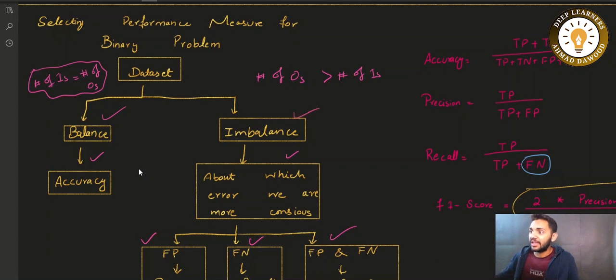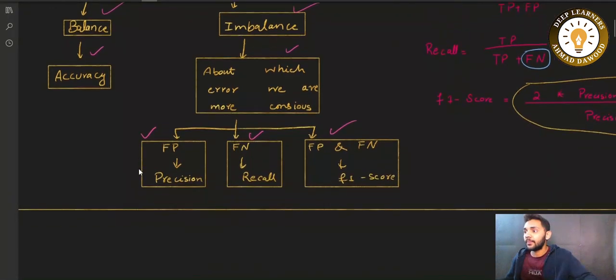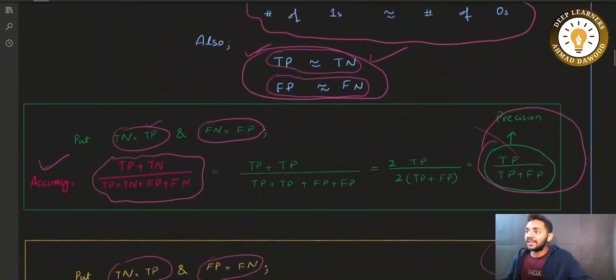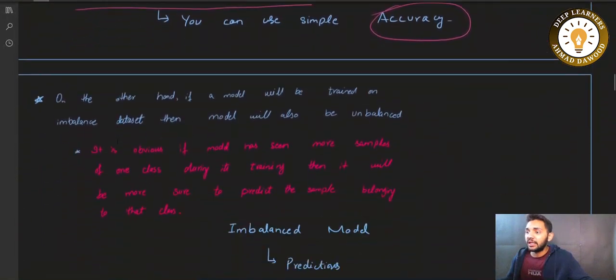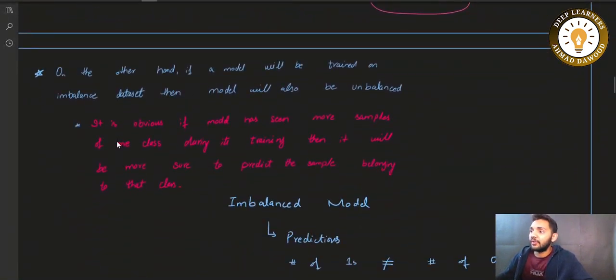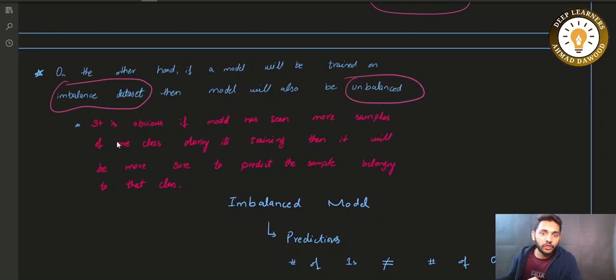In case of imbalanced dataset, you have to ask the question about which error you are more conscious. What is the reason here? In the case of imbalanced dataset, whenever you have imbalance, you will get an unbalanced model. When you train your model on the imbalanced dataset, it is pretty straightforward that you will get an unbalanced model.